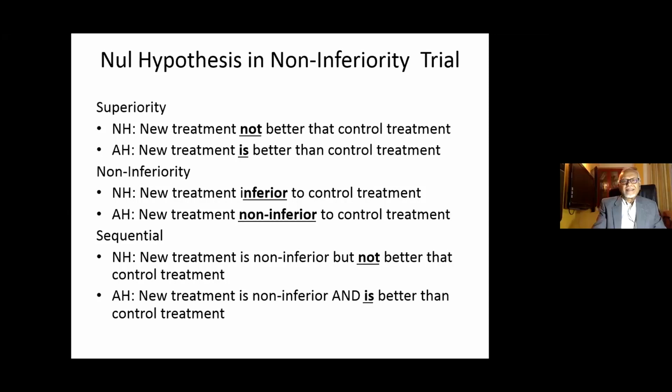The alternate hypothesis is the new treatment is non-inferior to control. And if you have planned sequential analysis, you would say the null hypothesis is the new treatment is non-inferior. This is for the second part of the analysis, but it is not better than control. And the alternate is it is non-inferior and is better. So if you go for the sequential, you have to first prove non-inferiority, and only then can you proceed to test for superiority.